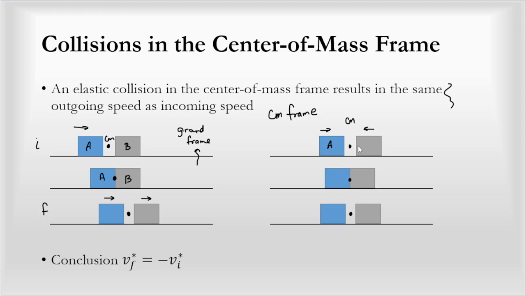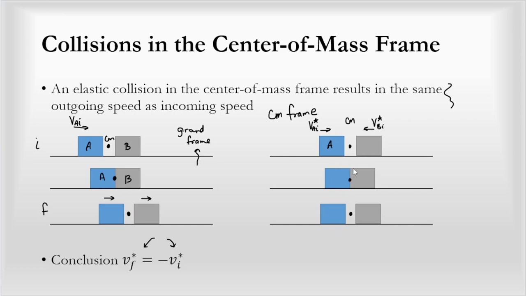All right. Before the collision, we call this VA initial star, and this is VA initial. That's how we denote the different speeds in the different frames: there's no star for the ground frame, but when we go to the center of mass frame, we put a little star on top, and you can see that down at the bottom here. I used an asterisk. So VA initial and VB initial both have stars on them.